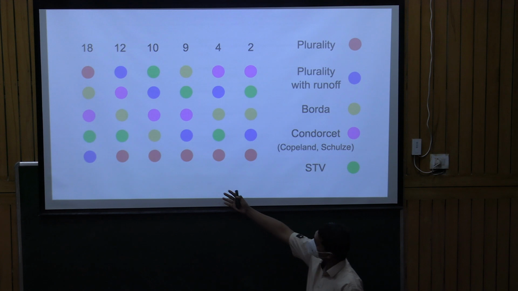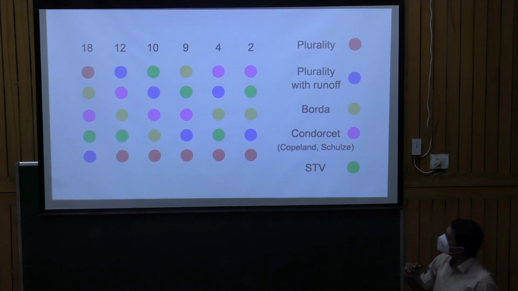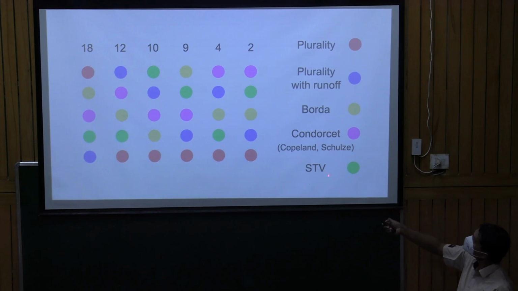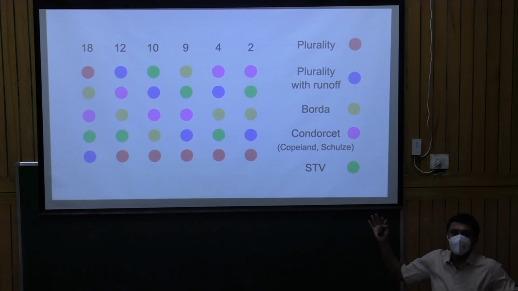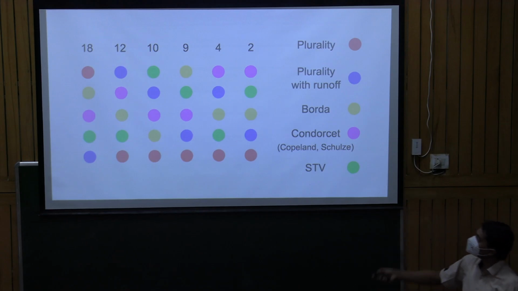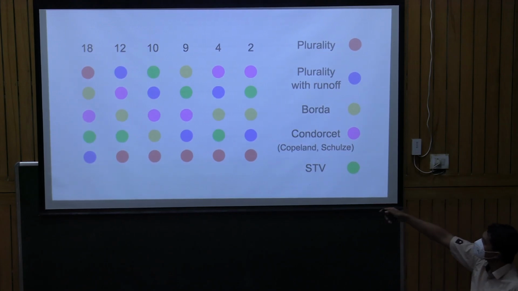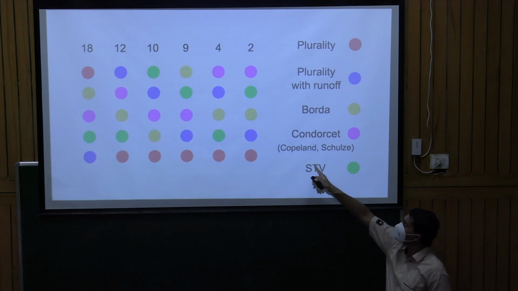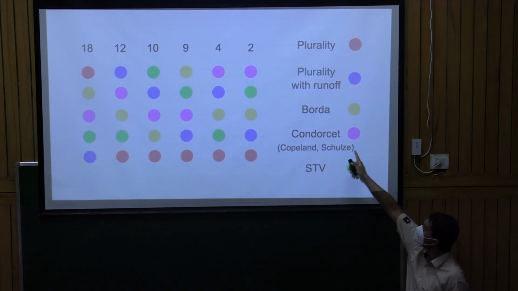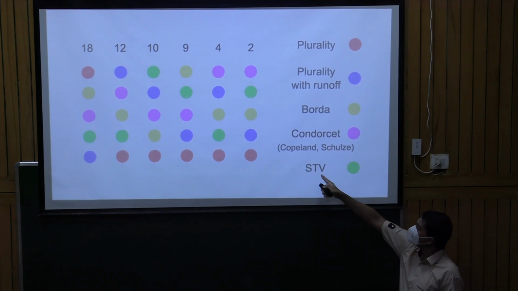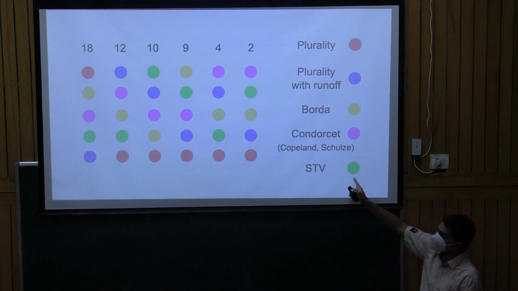This is an election with I think 55 voters. Interestingly, the different rules that I showed you all elect different candidates. Plurality elects red, Borda elects yellow, plurality with runoff elects something else. The two Condorcet rules, Copeland, the sports rule, and Schulze, the nerdy rule, elect pink, and STV, the Rajya Sabha rule, elects green.